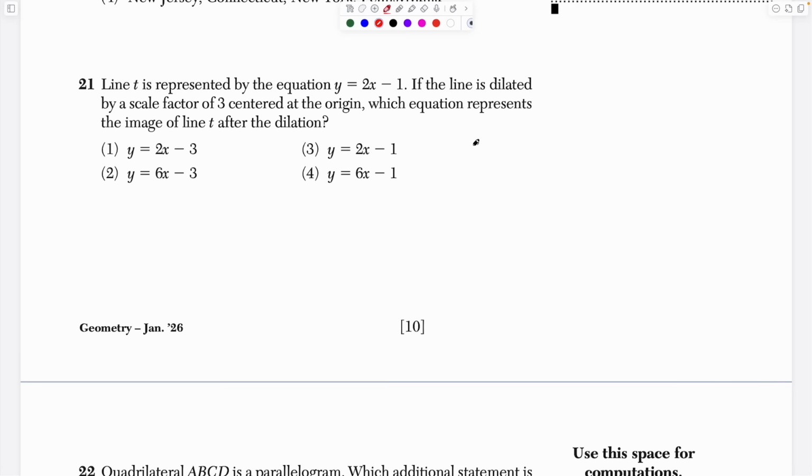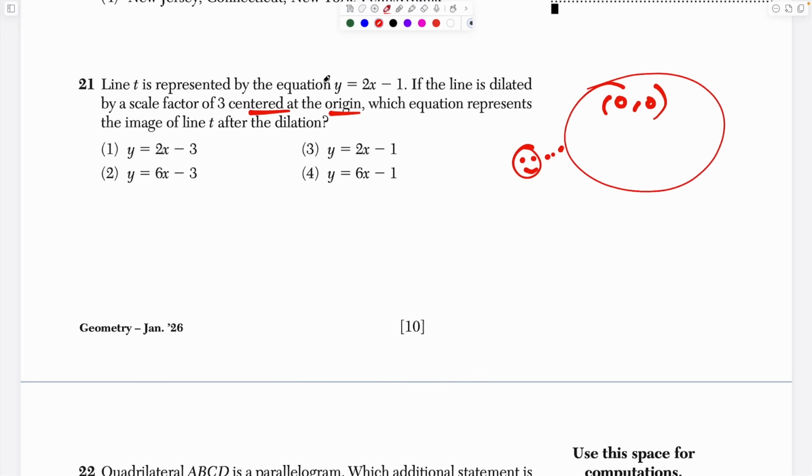So for this one here, the first thing that I check is I make sure that my center of dilation, which in this case is the origin, the point (0, 0), is not on the line that we're actually dilating. So if I plug into this equation the point x comma y, I get 0 equals 2 times 0 minus 1. And that says 0 equals negative 1, which is not true, which tells us the center of dilation is not on this line. So we're going to get an answer that's different. So right away, choice 3 is gone.